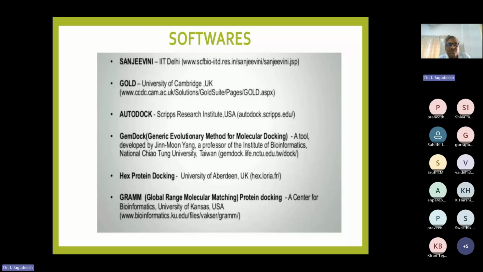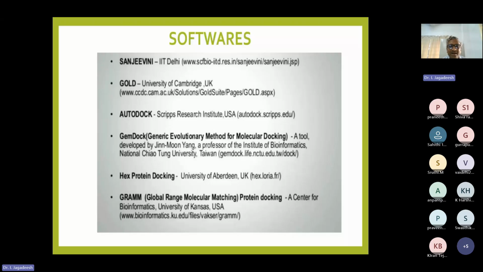So it is a software used for docking nationwide, and this is a home domestic software which is available. Another software available internationally is Gold. It is made by the University of Cambridge, UK. And another popular software for docking is Autodock. Autodock is developed in America.